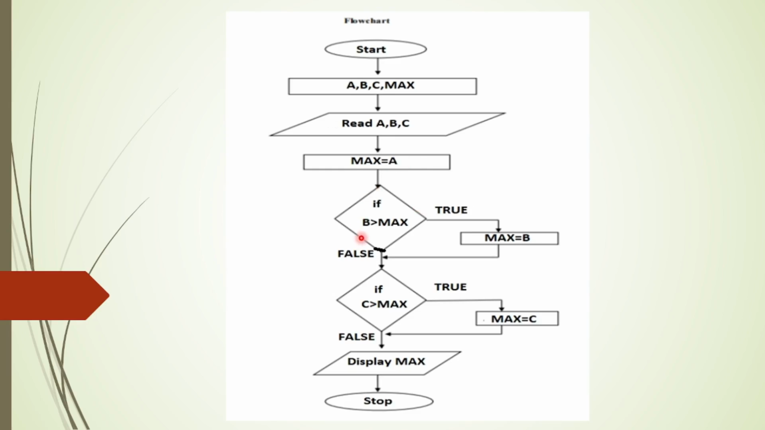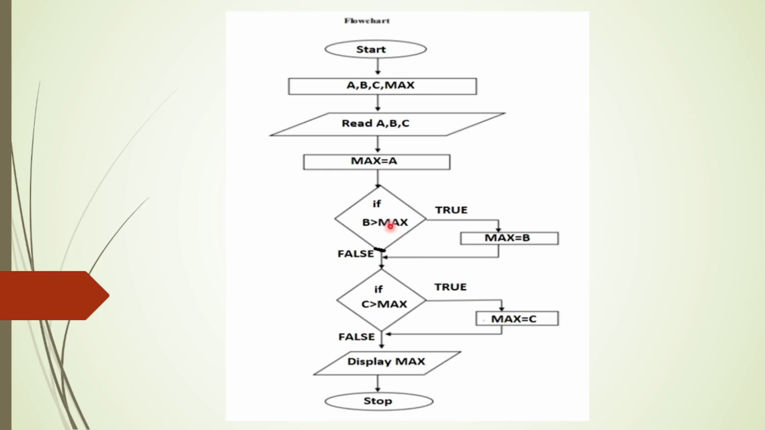Then you are checking whether the second number is greater than the maximum. Maximum is the first number, remember that. If it is true, then you assume that the second number is the maximum number, and then you check that max with the third number. And if the third number is the greatest, again you assume that the third number is the maximum, and you display it and end it.